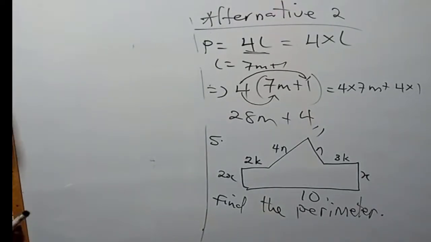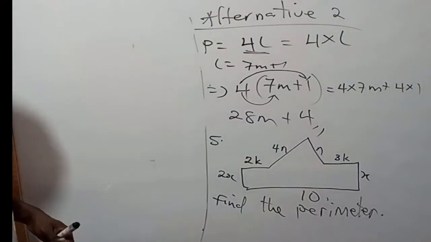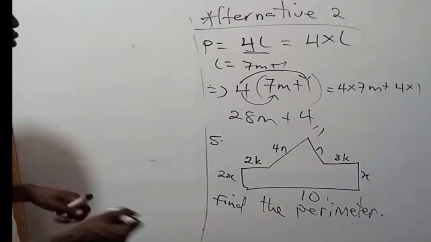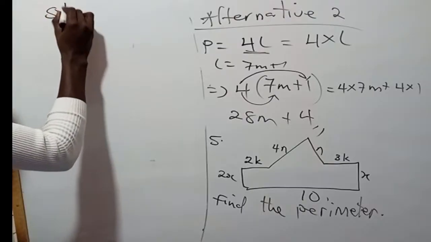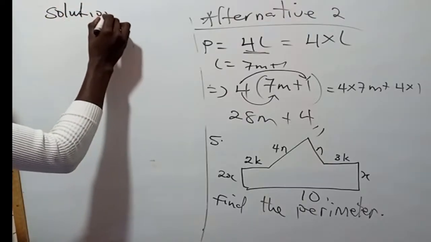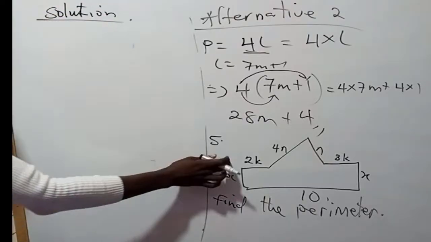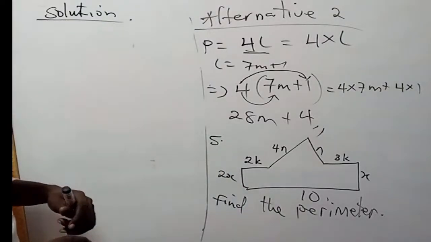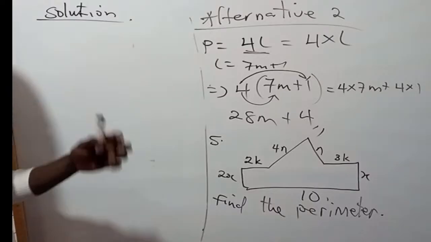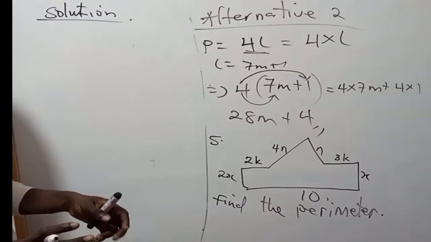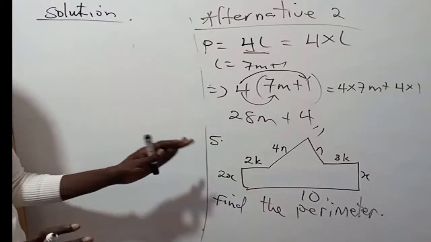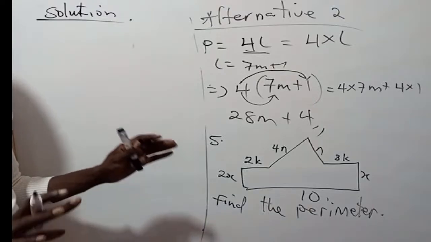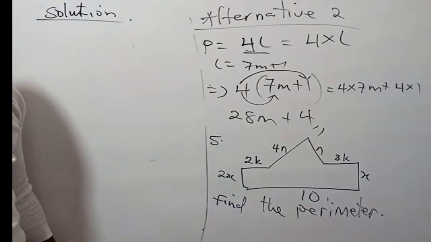So let's see. All right. So solution. We are solving activity 5. You see, don't let the variables or the question confuse you. Okay. Now the same pattern. Your perimeter means the sum total around it.